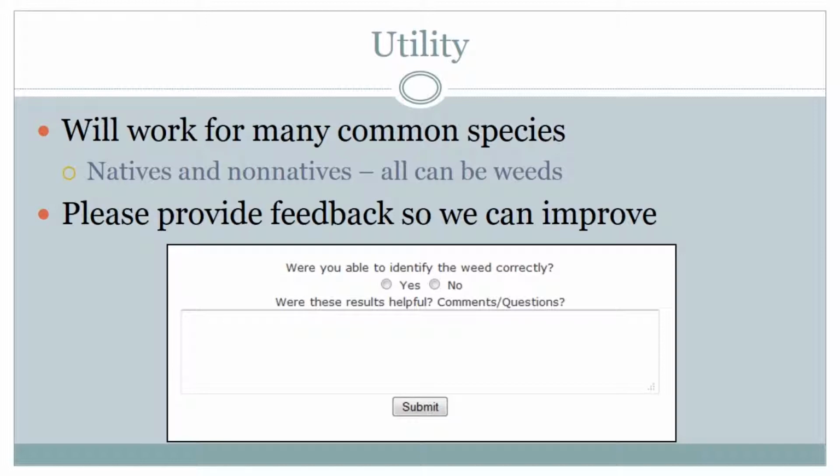This tool can be very useful in identifying many common weedy species in Wisconsin. It includes both native and non-native weedy species. Based on your management goals, it may be important to learn more about your species after you identify it to determine whether it is actually a desirable species or not. We also have a feedback form, and you can help us to determine if the key is working and how we can improve it.